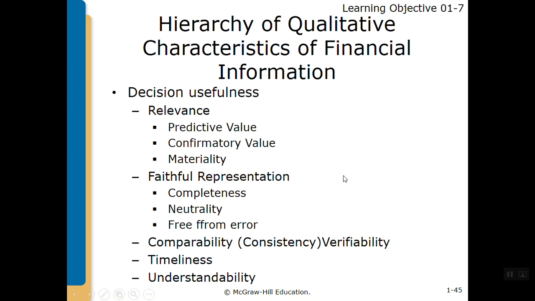For it to be useful, it should be relevant. In other words, it needs to help the users predict some information in the future. It needs to confirm information that has happened already, and it needs to be material. So either it's predicting in the future, or it's confirming something that's already happened. Materiality has to do with, well, does something really matter?